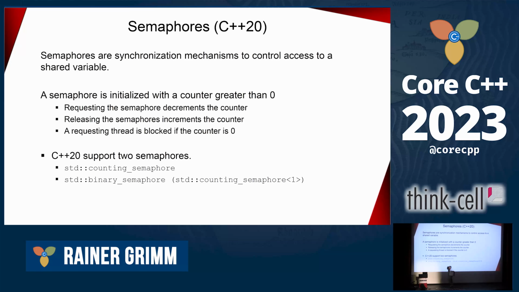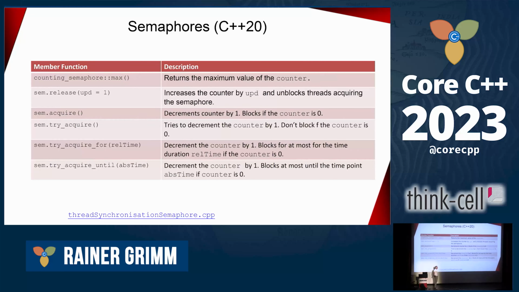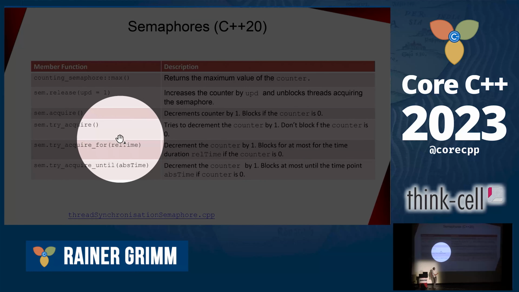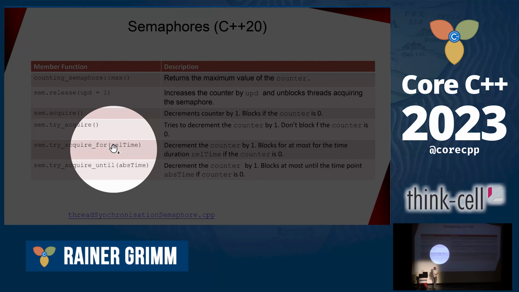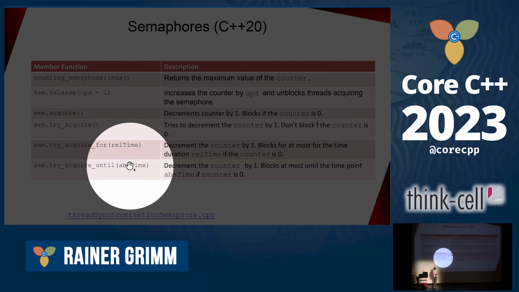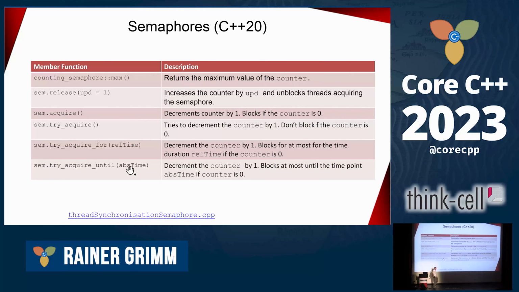So this is essentially what you can do with a semaphore. You can release it, by default updating it with 1. You can acquire it, you can try to acquire it, and you can also apply time boundaries. This means a time duration, which is a data type from C++11. This means a time point, which is also a data type from C++11.